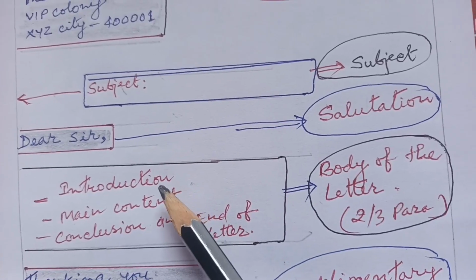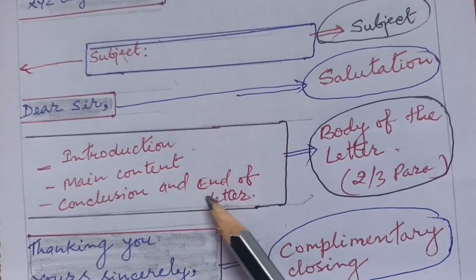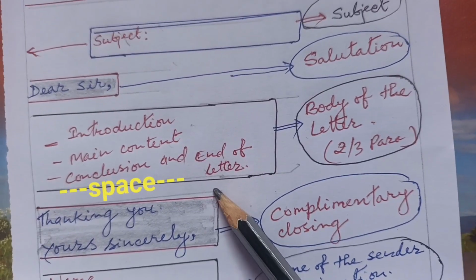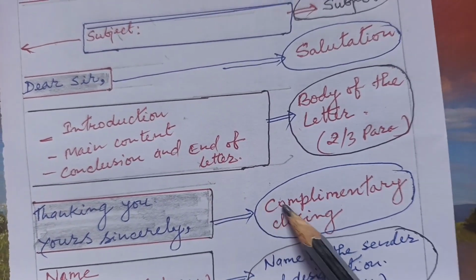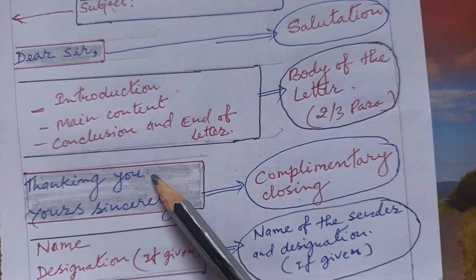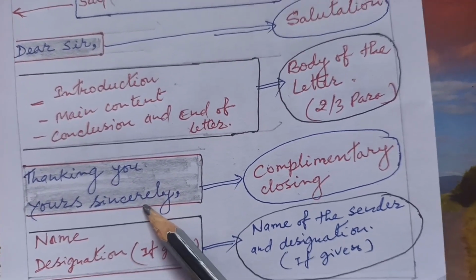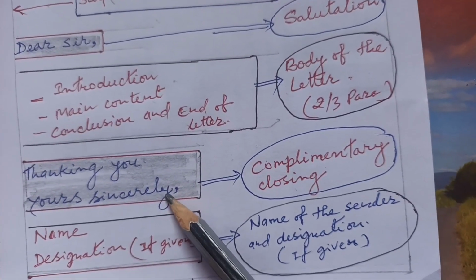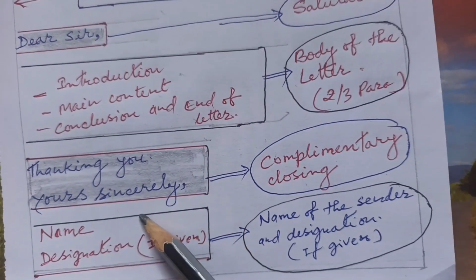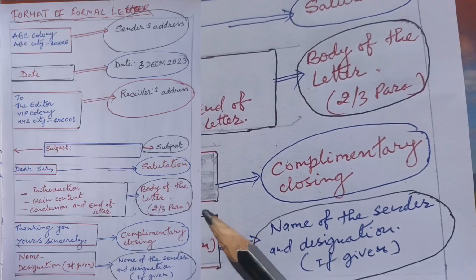In that you have to begin with the introduction, then content, then conclusion, and end the letter. Then after leaving one line of space, you write the complimentary close. That is, you write Thanking you, give a space, and then write Yours sincerely or Yours faithfully, and provide a comma, and then write your name and designation if given. So this is the format of formal letters.